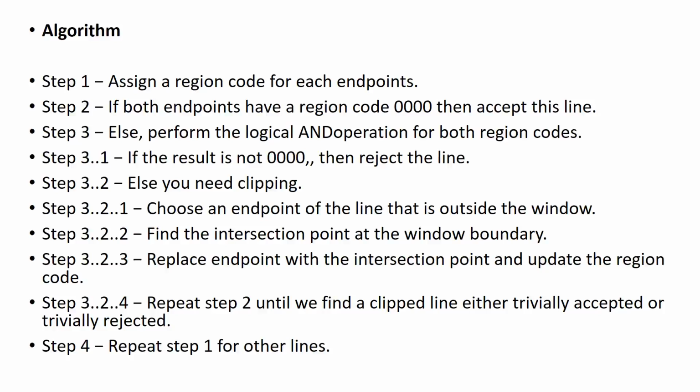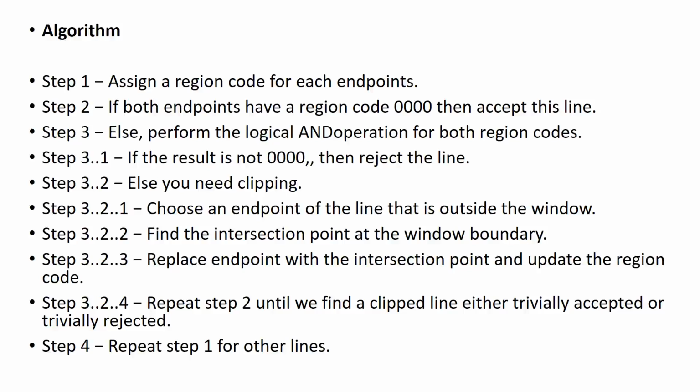Otherwise, we need to clip, and here we have 3 sub-steps. First, choose one endpoint of the line that is outside the window. Next, find the intersection point of the line with the window boundary. That is, for the point which is outside the window, we need to find the intersection with the window boundary. Third, replace the endpoint with the intersection point and update the region code.